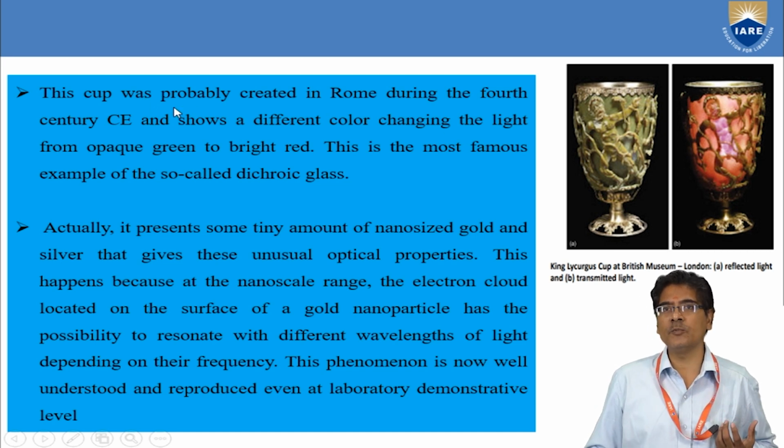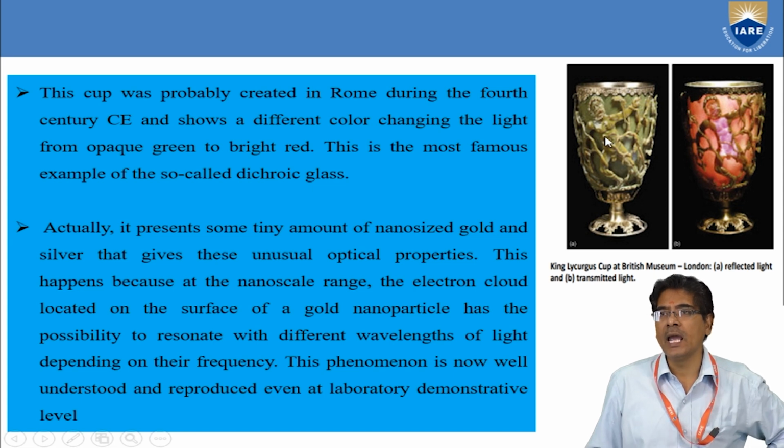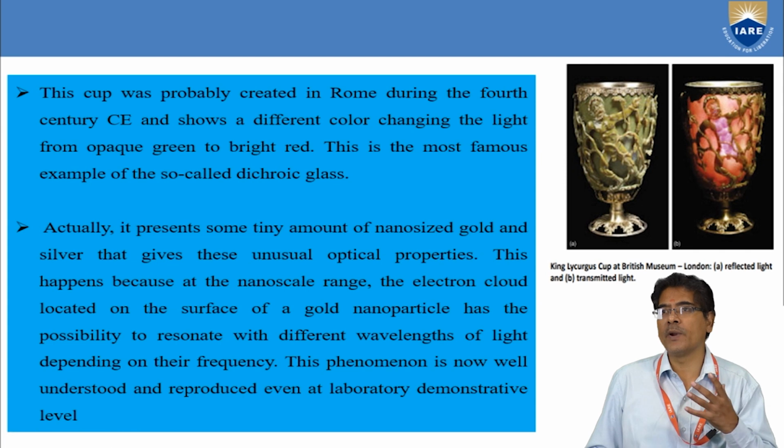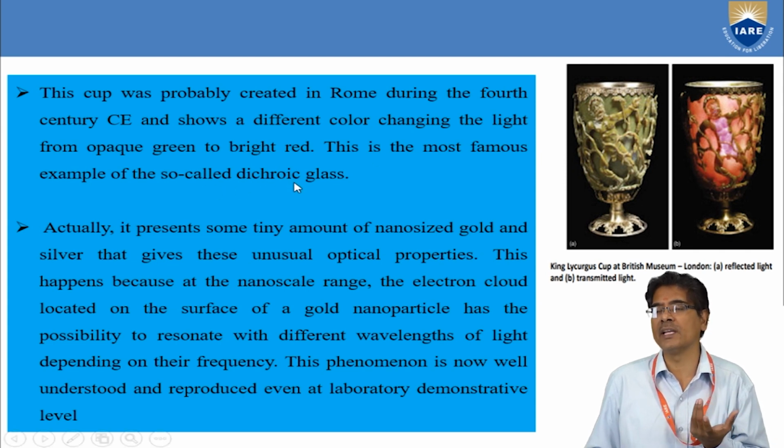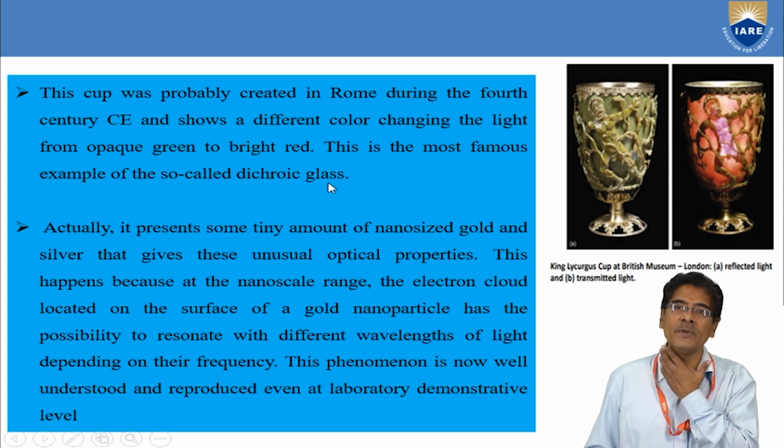So this cup was probably created in Rome during the 4th century CE and shows a different color, changing from opaque green to bright red. This is the most famous example of so-called dichroic glass, which is one of the optical glasses, right?